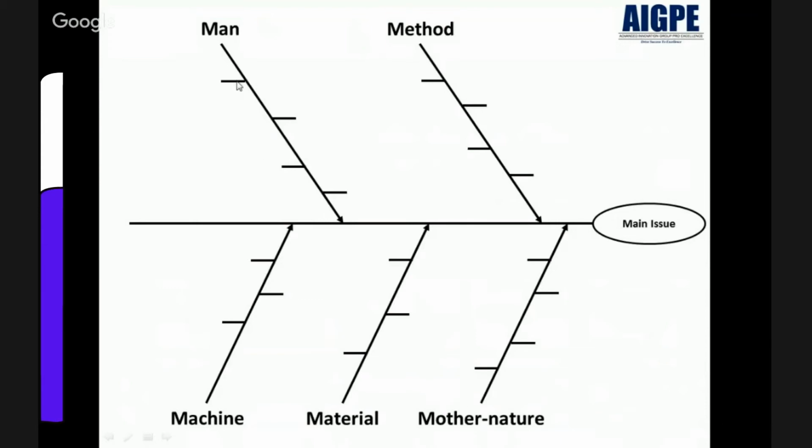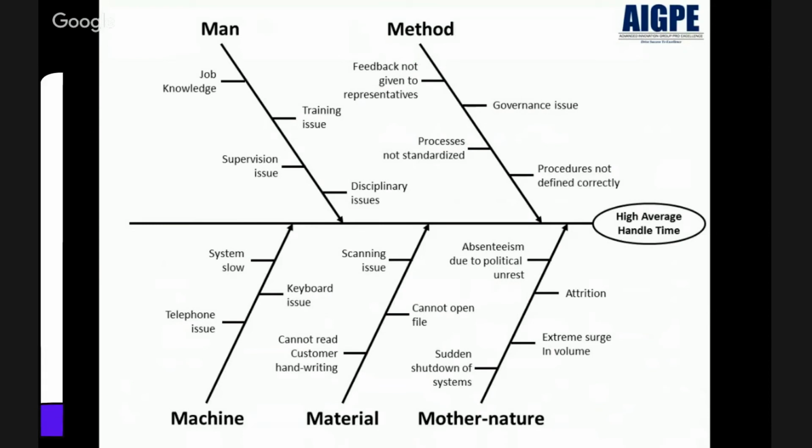And then there would be further sub-bones for each of these categories, which would come out of the table that we created in the previous slide. And finally, your fishbone diagram would look something like this. This is how easy a fishbone diagram is to create. What we are able to easily see is how high average handle time is getting impacted by various root causes. This is a perfect visual representation of all the root causes in one slide.